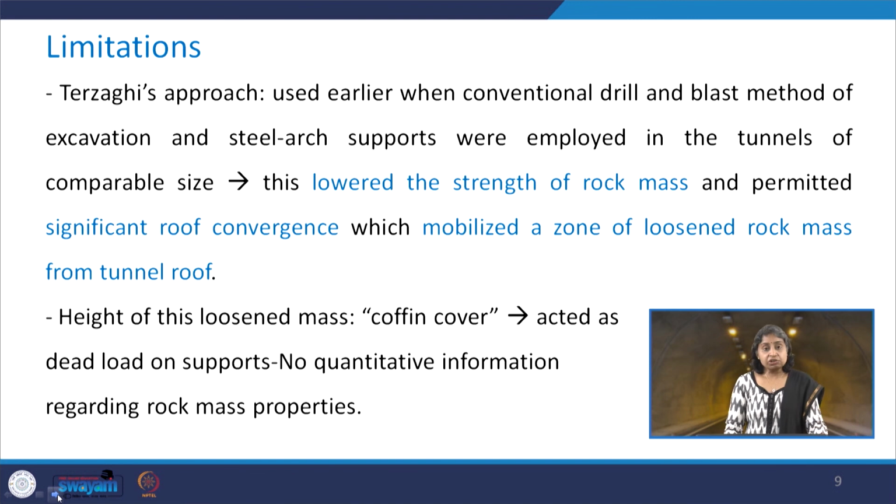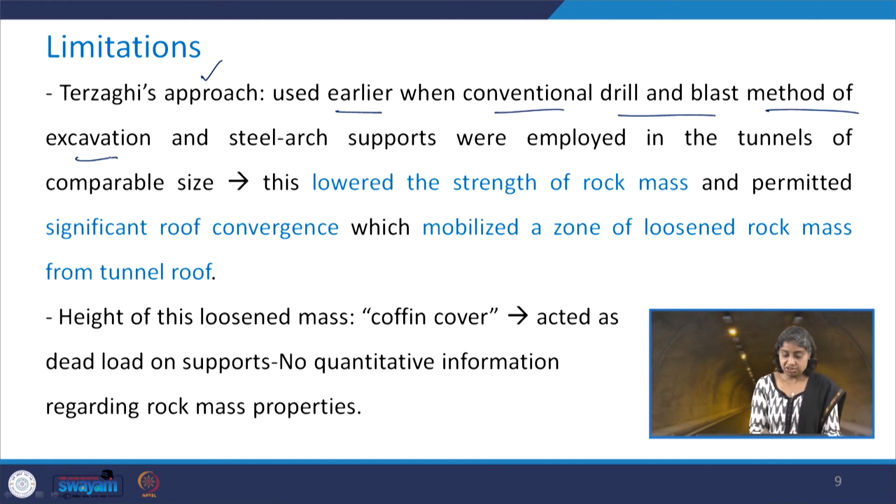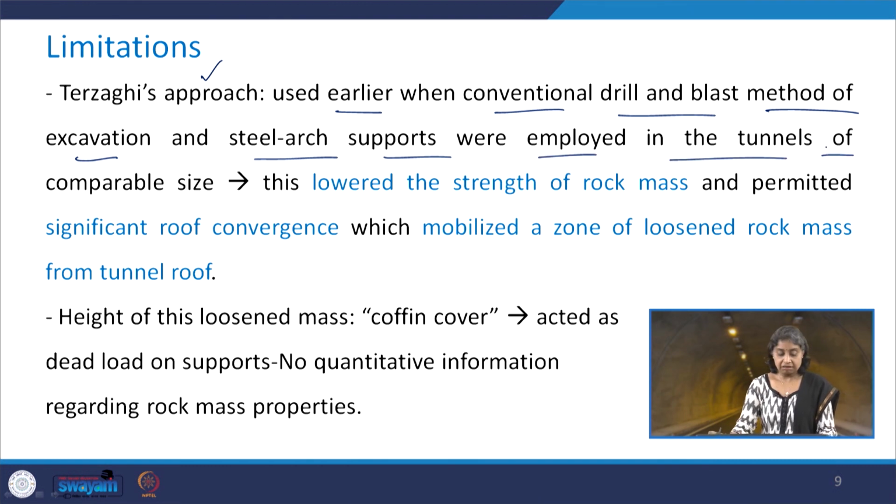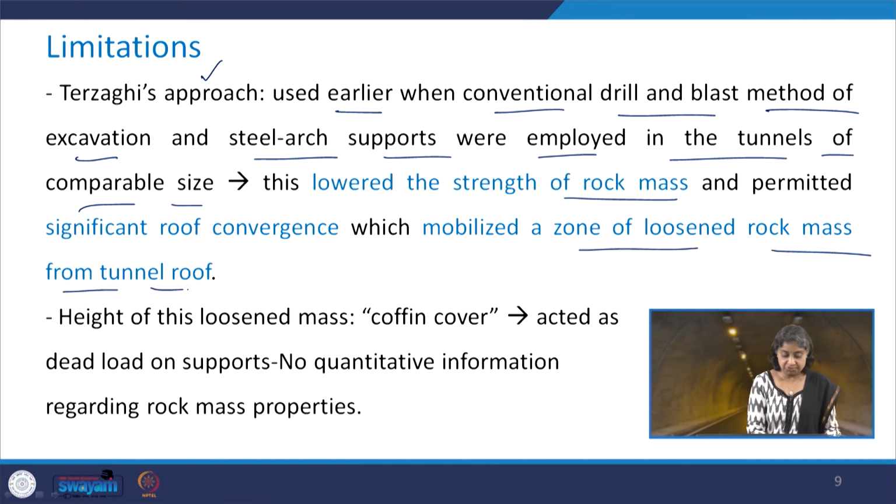There are limitations related to Terzaghi's approach. It was used earlier when the conventional drill and blast method of excavation and steel arch supports were employed in tunnels of comparable size. What happened because of that is that it lowered the strength of the rock mass, and it permitted significant roof convergence, which mobilized a zone of loosened rock mass from the tunnel roof.